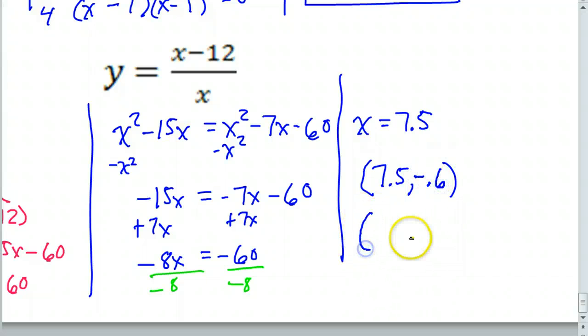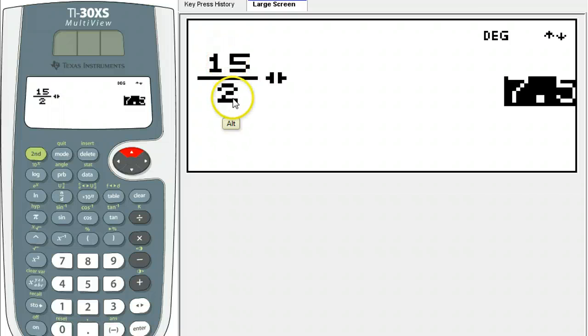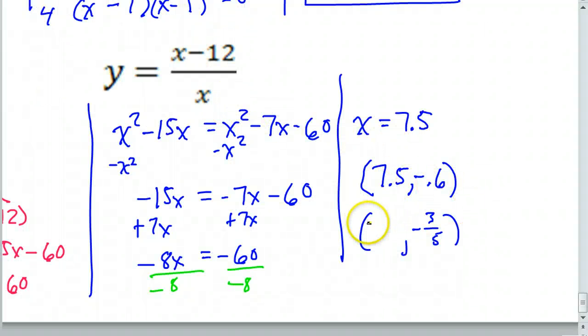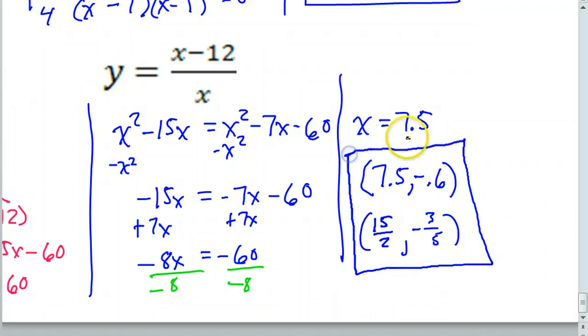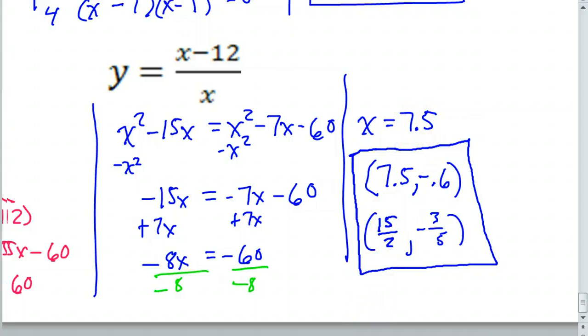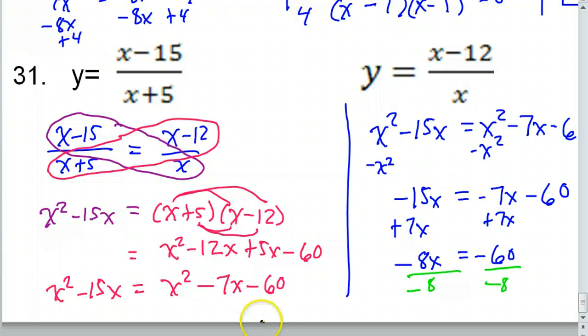Okay, so this was negative 3/5. By the way, this 7.5 came from 15 over 2. So if I wanted to write it as a fraction, I could say 15 over 2, comma, negative 3/5. Or as a decimal, it would be like this. All right, either way, make sure you write your answer as an ordered pair. Don't just put x equals 7.5. So that would be the solution to number 31.